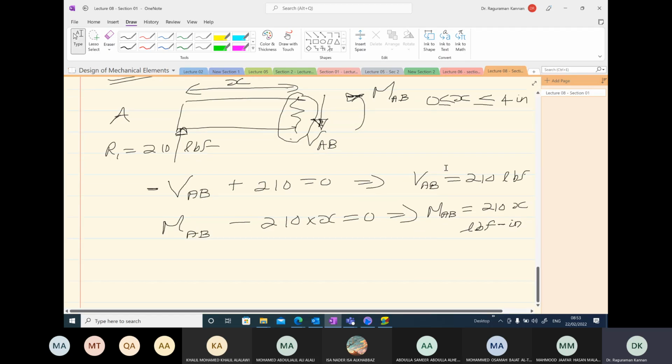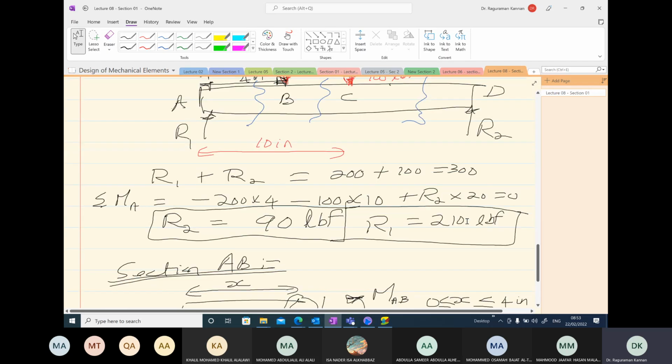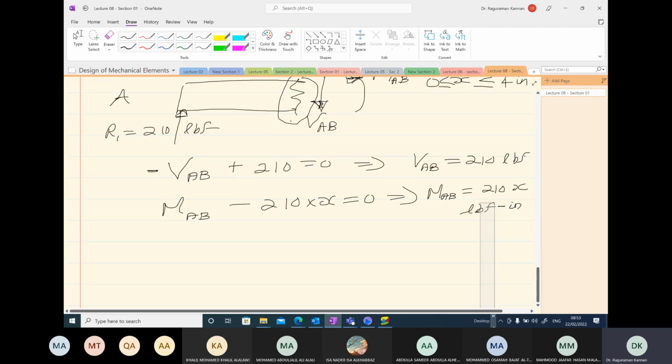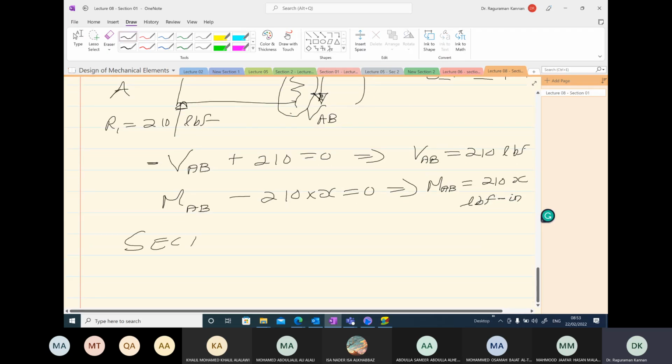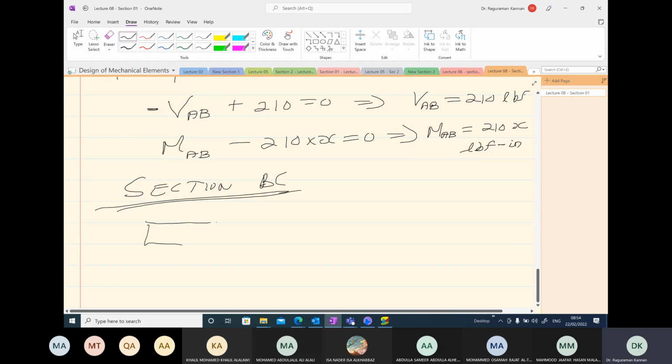So in similar way, I'm not going to solve for each section. Similar way, we can draw from here all the way to this particular region here, BC. Okay, we can try one more. So section BC. Represent the free body diagram from point A all the way to point B, and then cross over, and before C make a cut.